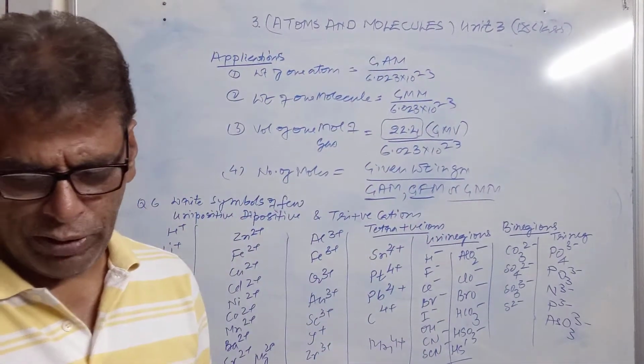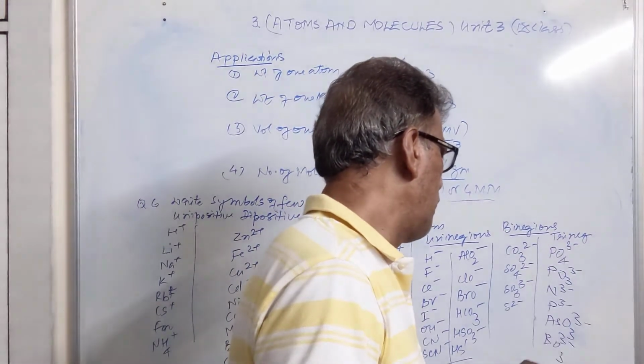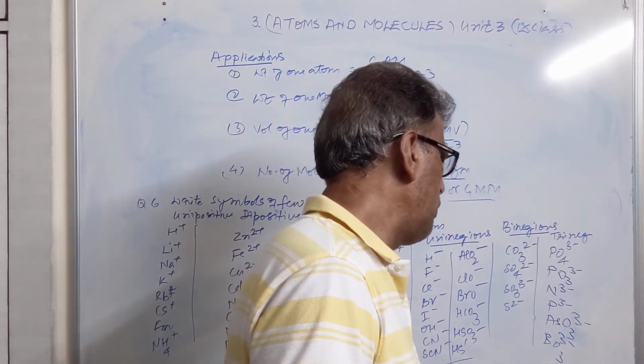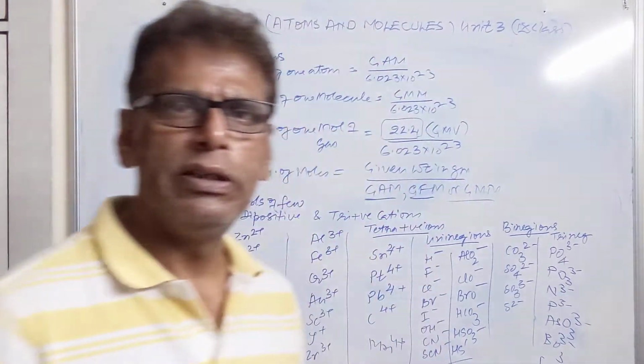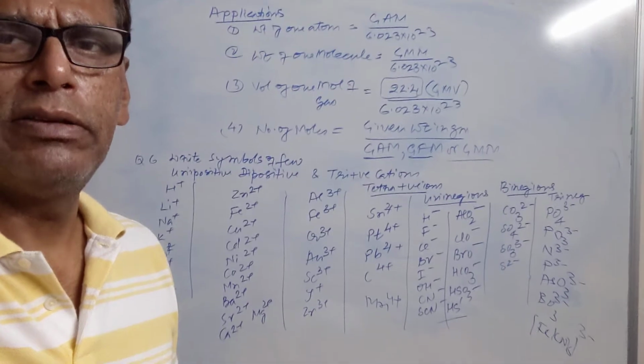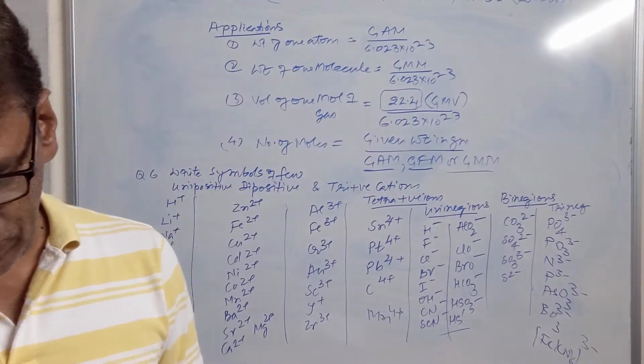And we have Fe(CN)6 3 negative, borate ion. Fe(CN)6 3 negative ion. So these are the negative ions, bi-negative, tri-negative ions. These are the negative ions.